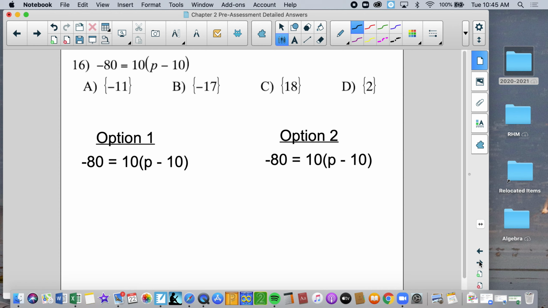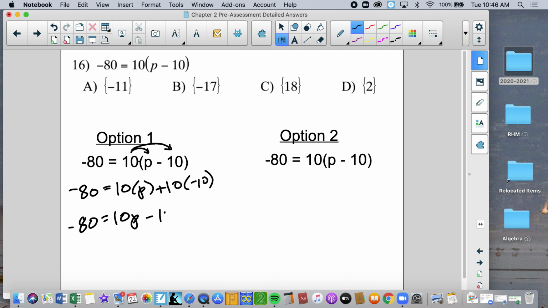All right, problems 16 through 20 now have distribution. So we can't get to this variable just yet, so we can't get rid of that. There's two ways that we can do it. You see that I have option 1 and option 2. Option 1 is to distribute, and we're going to simplify it. So we're going to get rid of those parentheses by distributing that 10 times into both of the terms. We get 10 times p plus 10 times negative 10, which gives us negative 80 equals 10p minus 100.